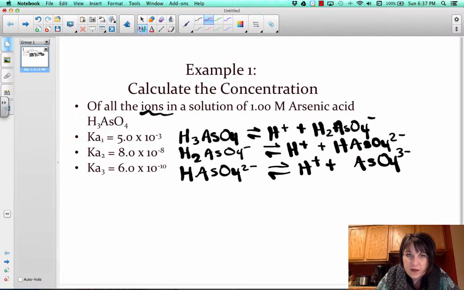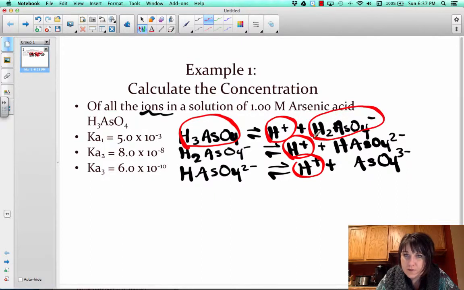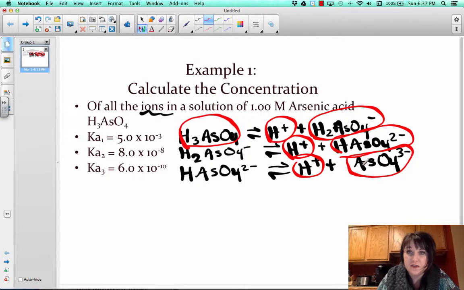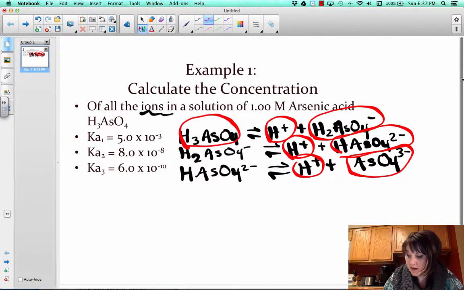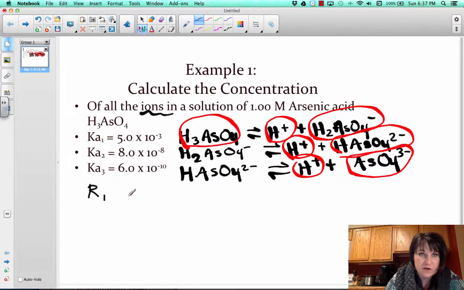Well, I have H3AsO4, that's part of our solution. I have hydrogen ions from 3 different sources. I have H2AsO4, HAsO4, and AsO4 3-. So I have all of these ions to keep track of. I'm going to use a RICE table to tell how many ions we're dealing with in the first place. So let's start with the first reaction. I'll call it R1, that corresponds to my first dissociation, Ka1.